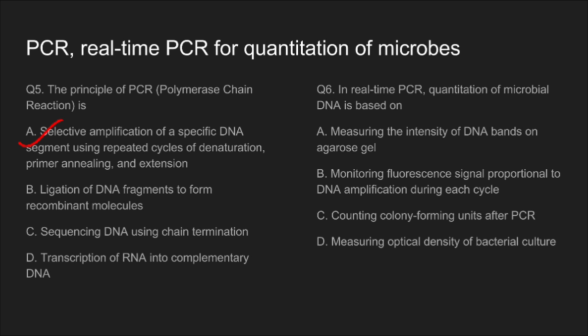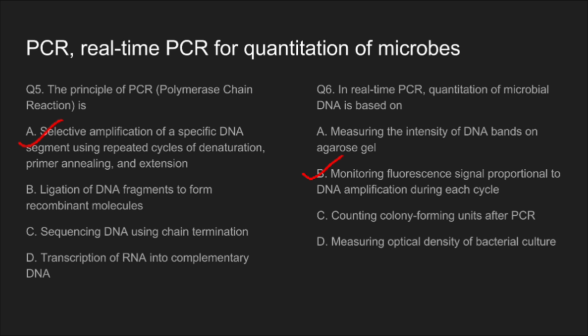Now question 6. In real-time PCR, quantification of microbial DNA is based on A, measuring the intensity of DNA bands on agarose gel, B, monitoring fluorescence signal proportional to DNA amplification during each cycle, C, counting colony forming units after PCR, D, measuring optical density of bacterial culture. The correct answer for this question is option B, monitoring fluorescence signal proportional to DNA amplification during each cycle.